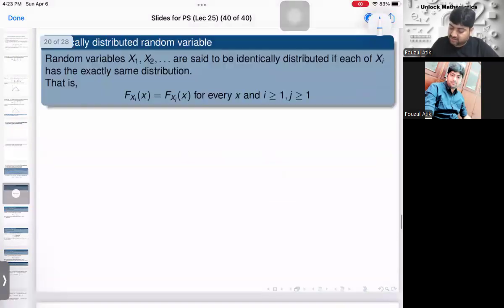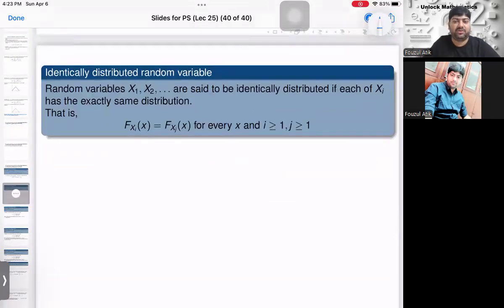Okay. Then we have another concept called identically distributed random variables. This is again a very, very important concept, but at least you should know what it is. Random variables X1, X2, ..., Xn are said to be identically distributed if each of the Xi has exactly the same distribution, right? X1, X2, up to any random variable, are called identically distributed if their cumulative distribution function is the same, if each of them has exactly the same distribution.